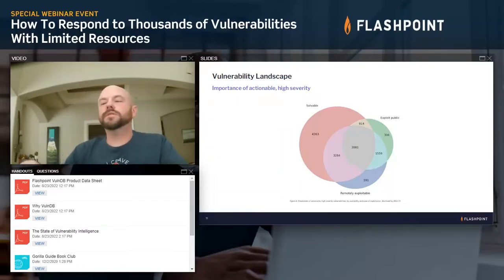These are the ones that have the best bang for buck, that if you remediate those, you will significantly reduce your risk. These are the ones that we recommend you get on right away, just because they have a bigger chance of being exploited and impacting your organization.